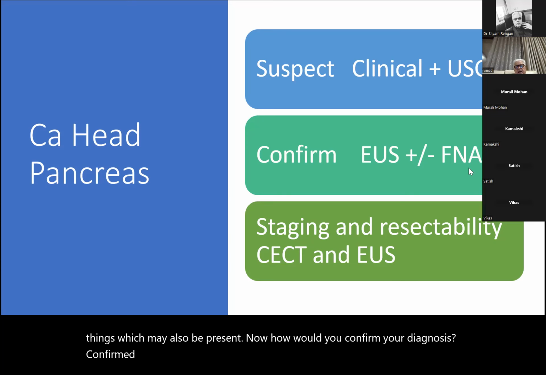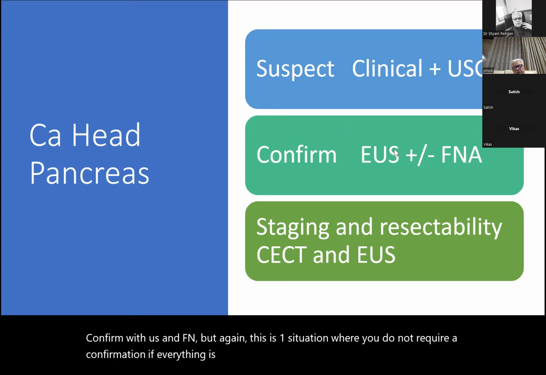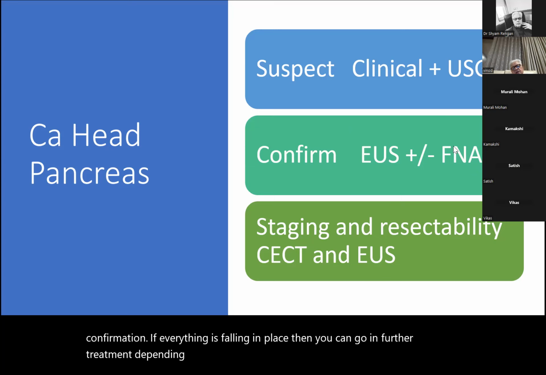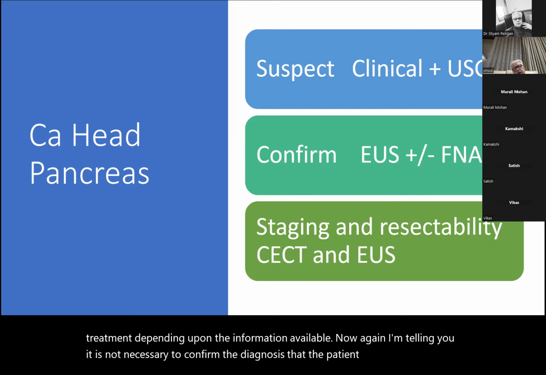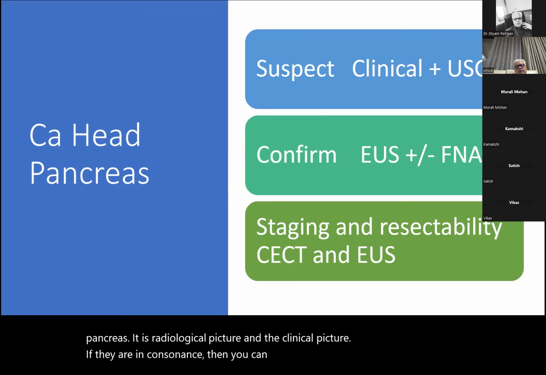Confirmed with EUS and FNA. But again, this is one situation where you do not require a confirmation. If everything is falling in place, then you can go in for the treatment depending upon the information available. Now, again, I'm telling you, it is not necessary to confirm the diagnosis that the patient is having CA head pancreas. It is the radiological picture and the clinical picture. If they are in consonance, then you can go ahead and plan the treatment.